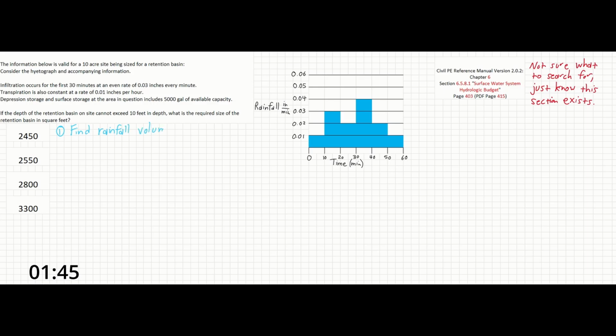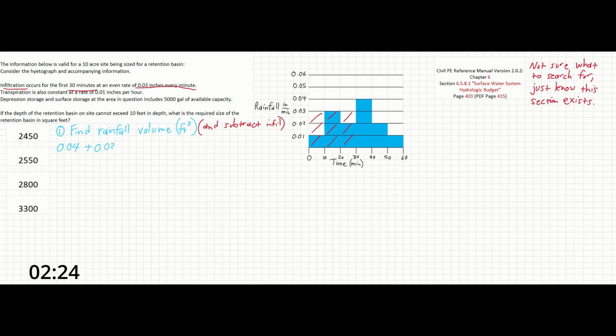So the first thing we're going to do is find our rainfall volume in cubic feet. And while we're doing this, we're also going to account for the infiltration at the same time. So we can see that infiltration occurs for the first 30 minutes at an even rate of 0.03 inches every minute. So let's just go to our hyetograph and cross off 0.03 inches of rain for the first 30 minutes. What that shows us is that the first half of the hyetograph won't actually contribute any buildup to the rainfall.